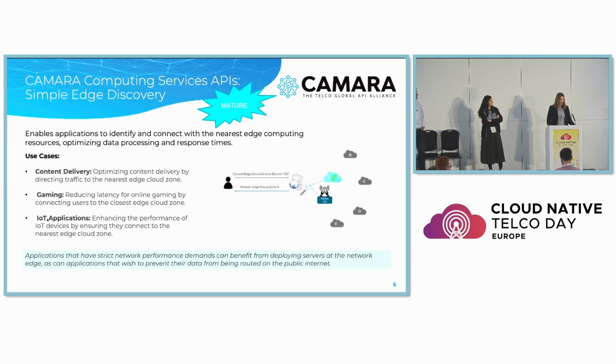So our first API here is Simple Edge Discovery, and this is our only mature API from this family. And basically what it does is it helps discover the closest edge cloud zone to any given device, and it optimizes for data processing by being closer to that zone. Some really common use cases for that would be gaming. It's going to reduce latency, among other things. IoT is a popular use case, as well as just general content delivery, because the closer you are to that zone, the better quality you're going to have.